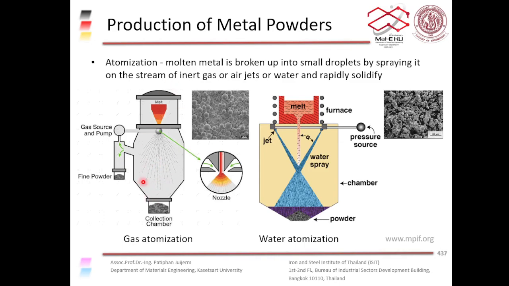This is the gas atomization process, or you can use water jets. You spray water jets onto the stream of molten metal. You get water atomized powder. So usually the shape of the powders look different between the gas atomized and water atomized, right?